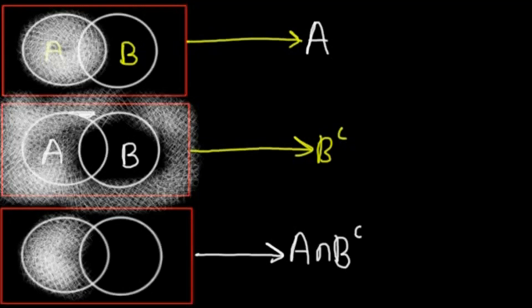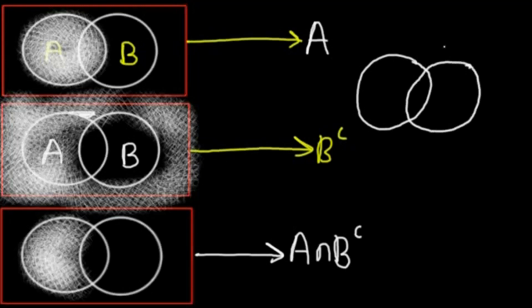Now, how does this really relate to the difference of the two sets? How does A intersection B complement relate to A minus B? So let's look into it. Let's say we have a circle to denote set A, then we have another one to denote set B. If this represents set A and this represents set B, I actually want to find the difference between them. I want to take set B out of set A.